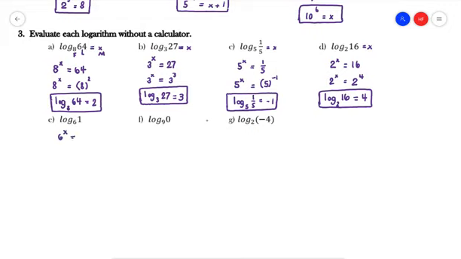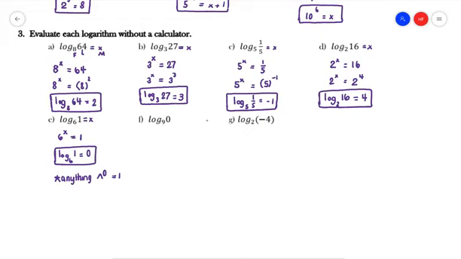6 to some power is equal to 1. Anything to the 0 power is equal to 1. So log base 6 of 1 would equal 0. So that's one to be aware of. Anything to the 0 power equals 1.